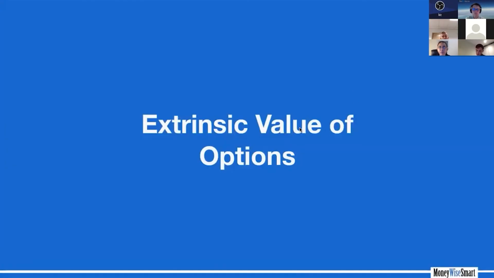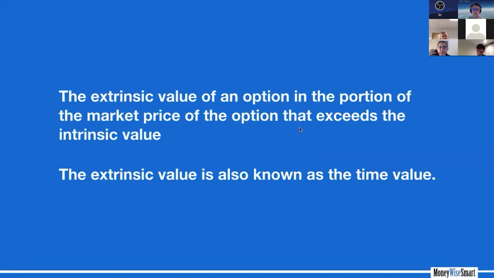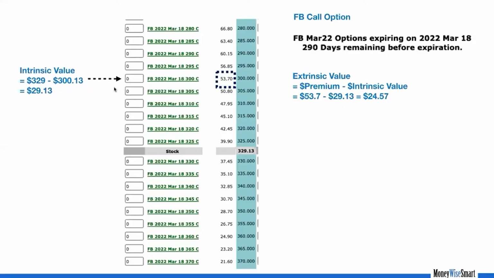The extrinsic value of an option is the part of the market price over and above the intrinsic value. It is also called the time value of an option. So in this case, for the 300 strike call option, it already has an intrinsic value of 29.13, but the option premium is 53.7, which means the extrinsic value is the premium minus the intrinsic value, which is 24.57. It's pretty straightforward.